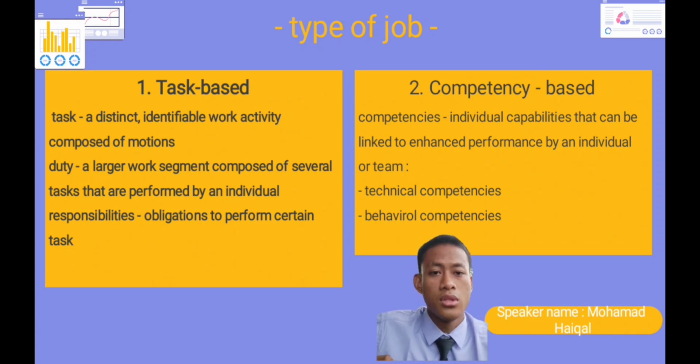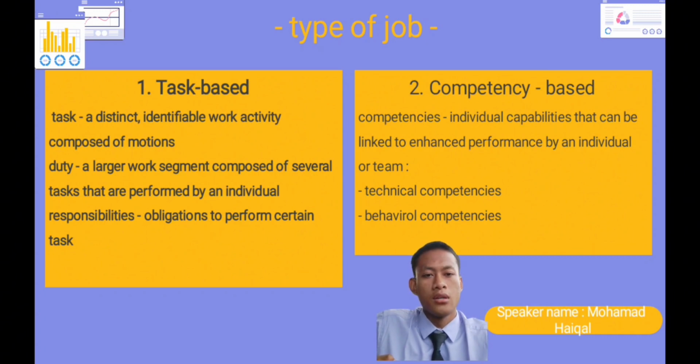Number 2 is duty. A duty consists of a group of related tasks that contribute to achieving a specific job objective or outcome. Number 3 is responsibility. Responsibility refers to the obligation or accountability associated with performing tasks and duty within a job role. It involves ensuring that tasks and duty are completed accurately, timely, and aligned with organization policy, standard and expectation. Responsibility may also include decision making, problem solving and managing resource effectively.